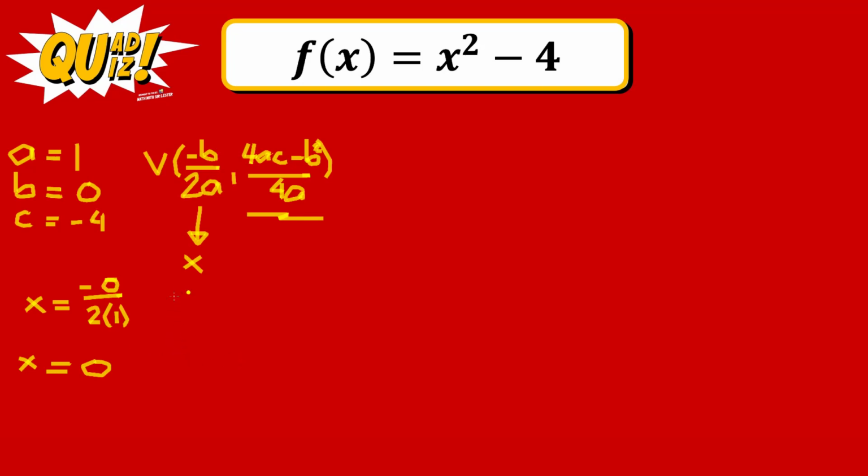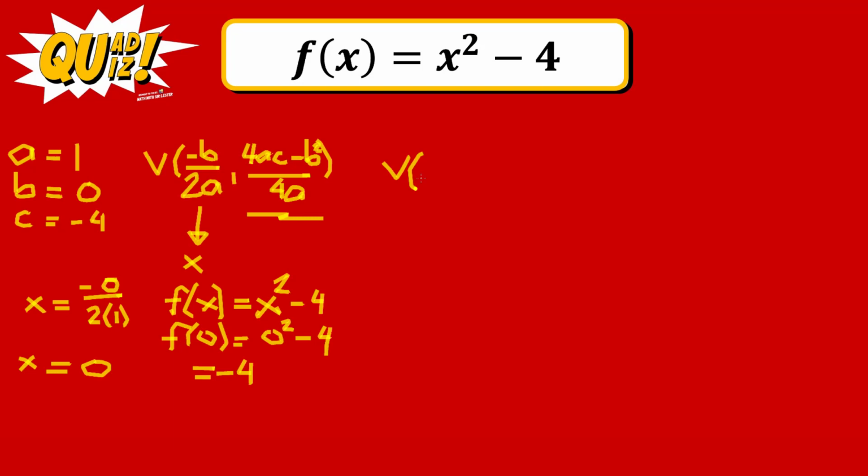This will be substituted into our given function. So our given function is f of x equals x squared minus 4. We will use f of 0 because the x coordinate of our vertex is 0. So 0 squared minus 4. We will get a result which is -4. This is why our vertex earlier in our answer is at point 0 and negative 4.